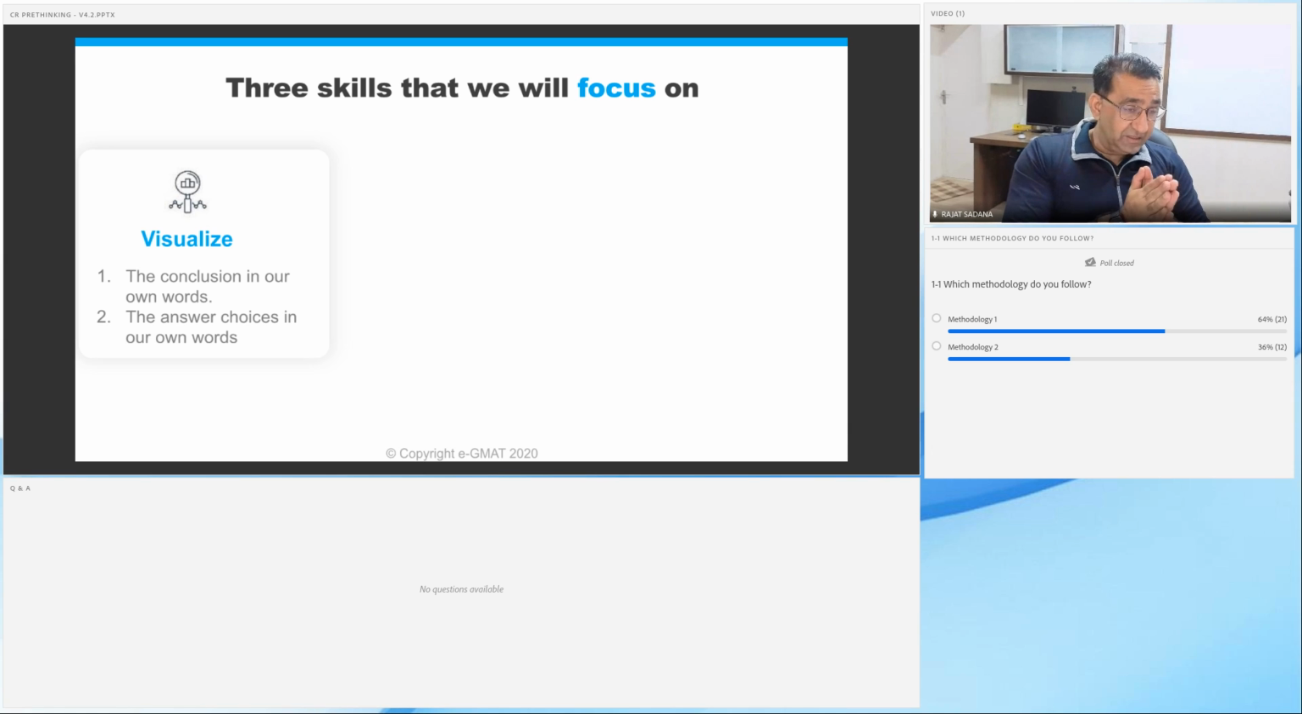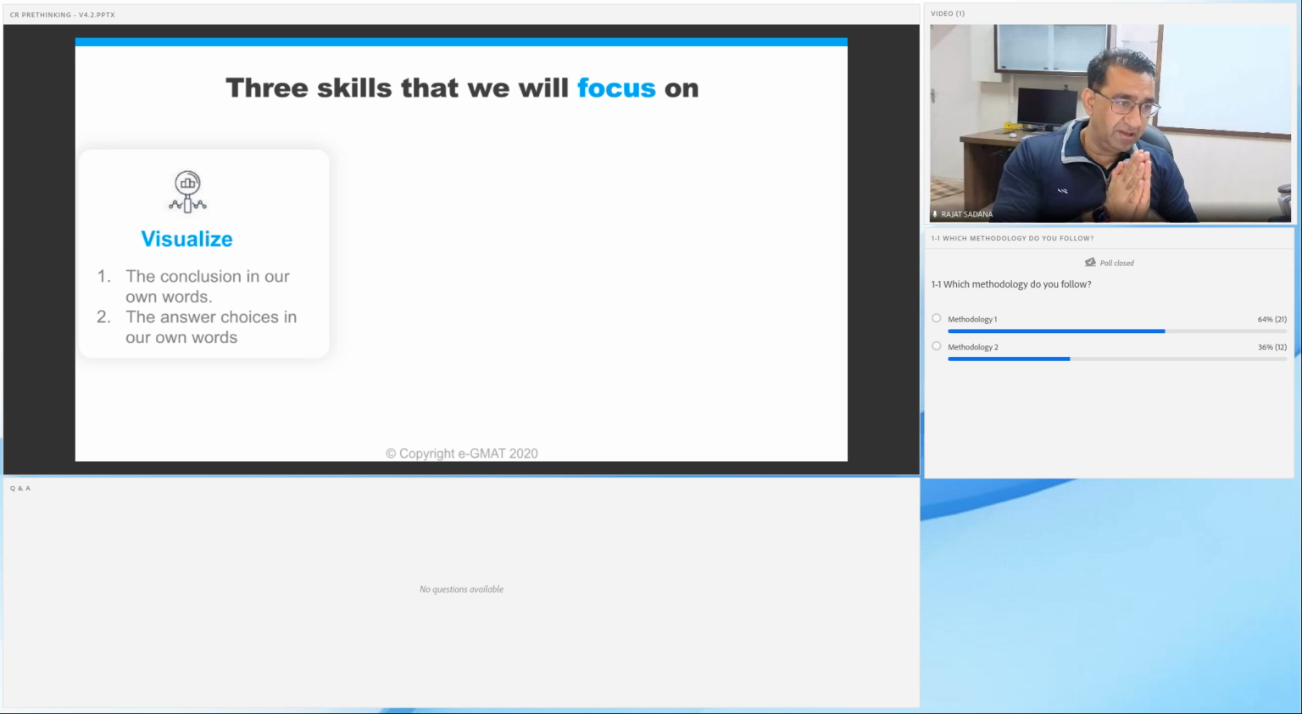So pre-thinking is a method. Every method or every process requires certain critical skills, and we're going to focus on developing three skills. The first skill is the ability to visualize information. It says conclusion and the answer choices, but my goal is to visualize everything that's relevant.